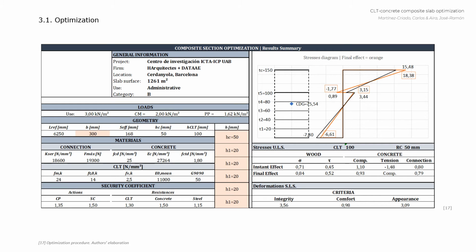Regarding optimization, as you can see in the summary table in which the proposed successive gamma method has been used, the main calculation data is displayed on the left and the variable parameters are shown in orange. These are the spacing between rows of connectors and the thickness of the layers, which in this first slide are at their constructive minimum, which is to say 50 millimeters for the concrete layer and 20 millimeters for each layer of CLT board. On the right-hand side, the stress diagram and the cross-section utilization rates are shown at the top. Meanwhile, the utilization rates for ultimate limit state and serviceability limit states are located at the bottom.